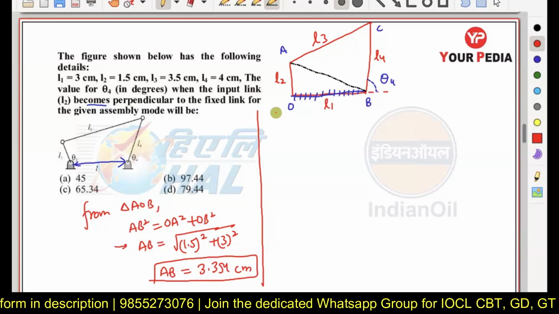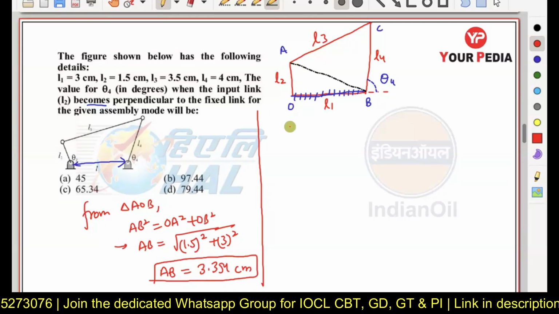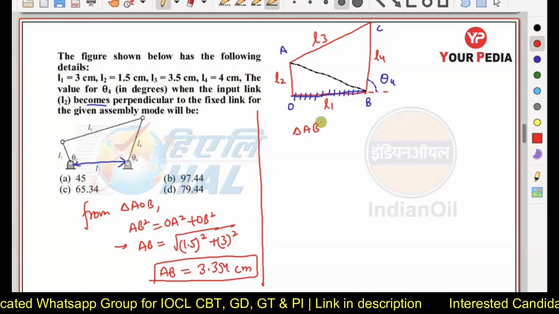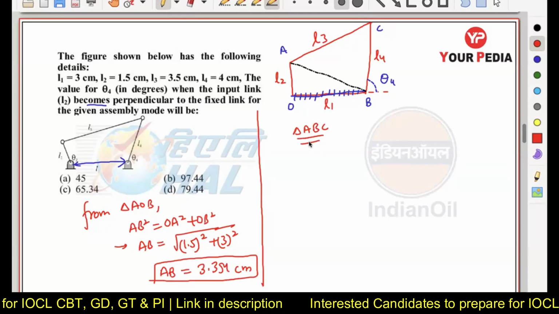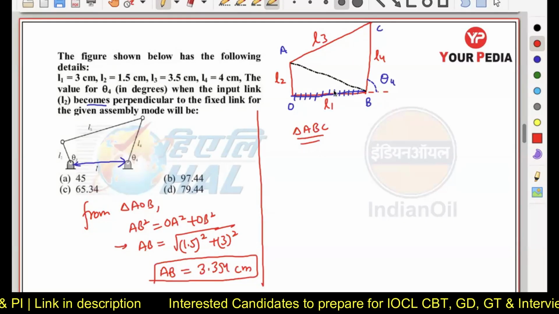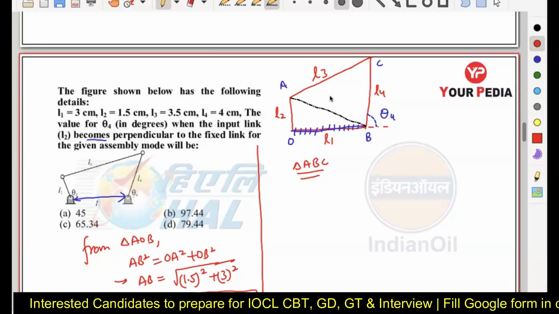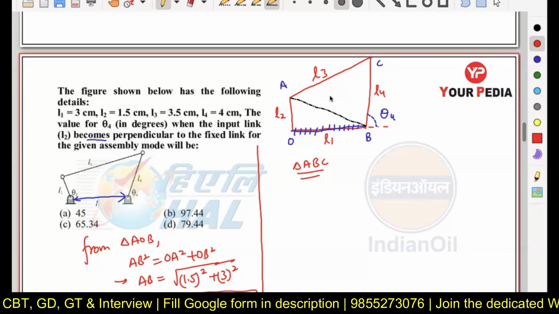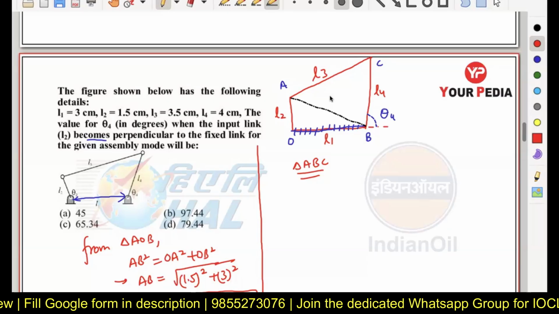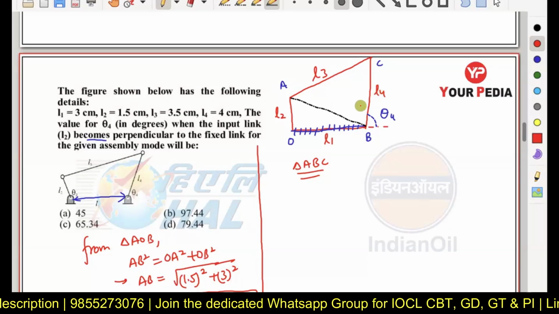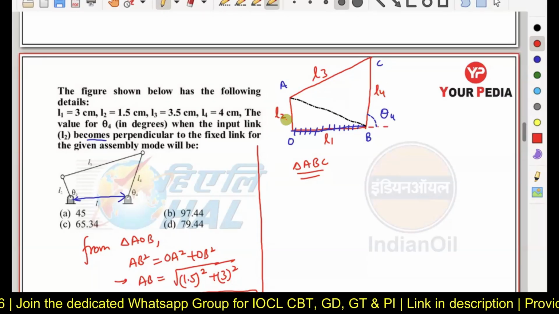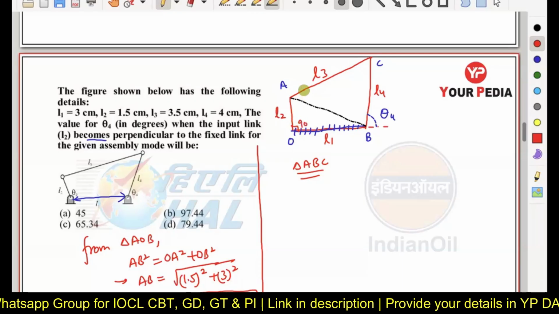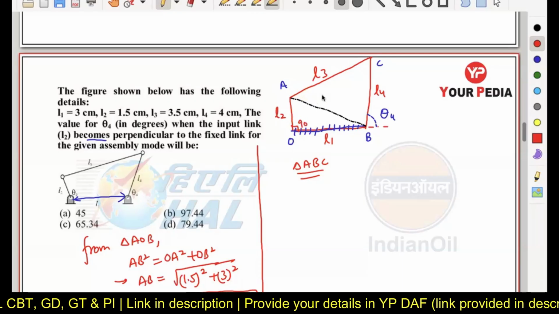Now, what can we do? Now we can look at the second triangle, that is triangle ABC. So here we can calculate. Now we know the value of AB, we know the value of AC, and we know the value of CB also. In this case, this angle is 90 degree. We don't know the other remaining angles here.